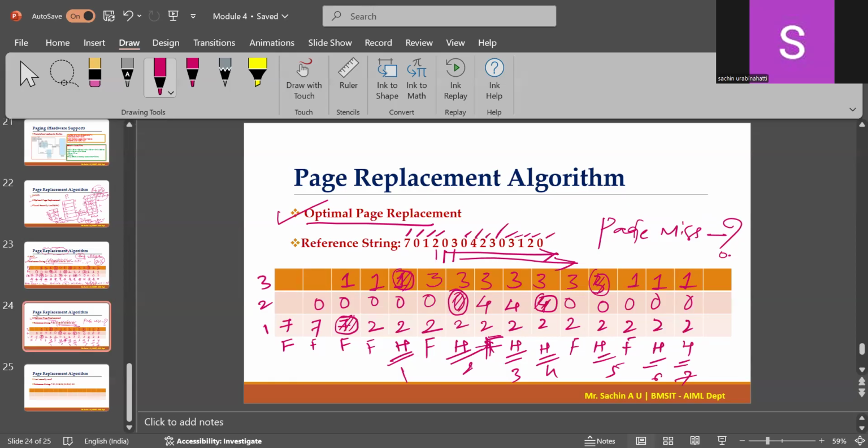And sometimes they may ask you for 4 frames. Do this problem for 4 frames. At that time, instead of 3 frames, you can just see here, we have taken 3 frames, right? So you can take one more as a fourth frame and you can calculate it. Okay, that is how the algorithm will change for 4 frames. At that time, instead of using 3 frames, you can go for 4 frames. Okay, so that's it for the optimal page replacement algorithm.